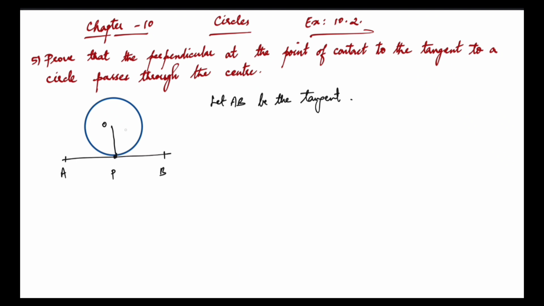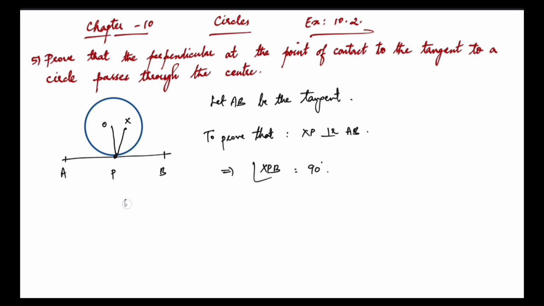Let us assume a point X and draw a line passing through the point of contact. We have to prove that XP is perpendicular to AB, which implies angle XPB is equal to 90 degrees.